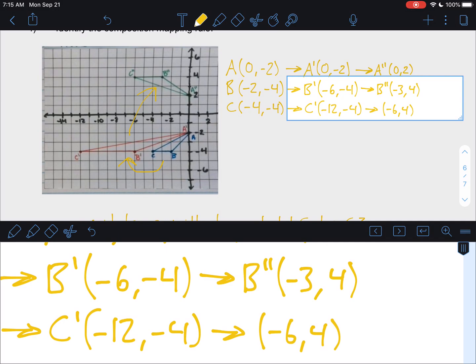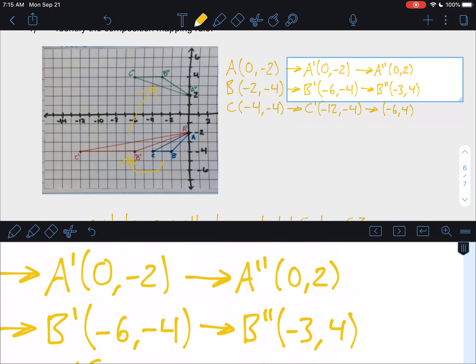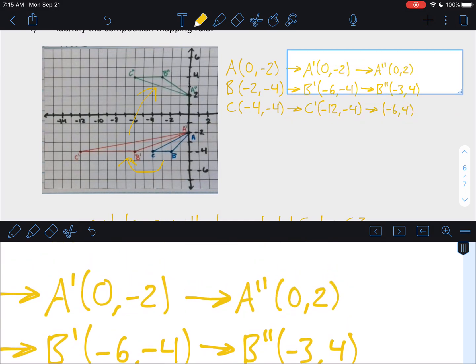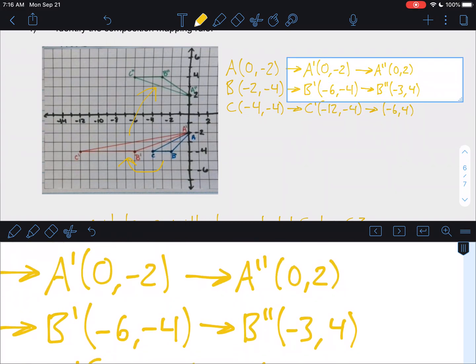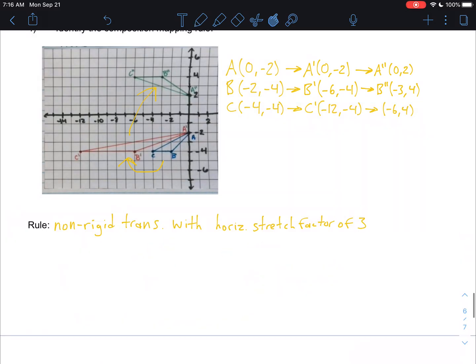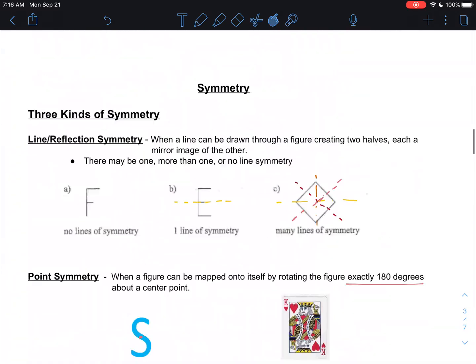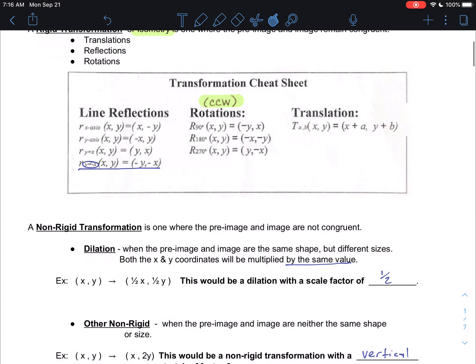So -6, half of that is -3. -12, half of that is -6. So that's what happened with the X values. And half of 0 with the A is still 0. So the X values were halved where the Y values were changed to positive. So let's look at our cheat sheet to see what this applies to, what happened here.